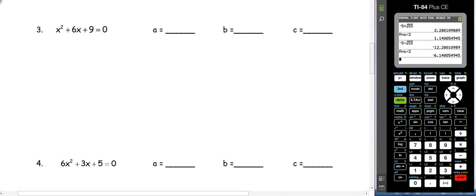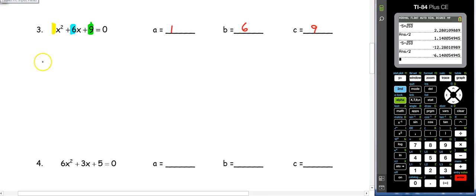Number 3, I need to identify my a, b, and c values. So my a value is what's in front of the x squared, so in this case just positive 1. My b value is what's in front of the x, so in this case 6. And my c value is the number by itself, which is 9.